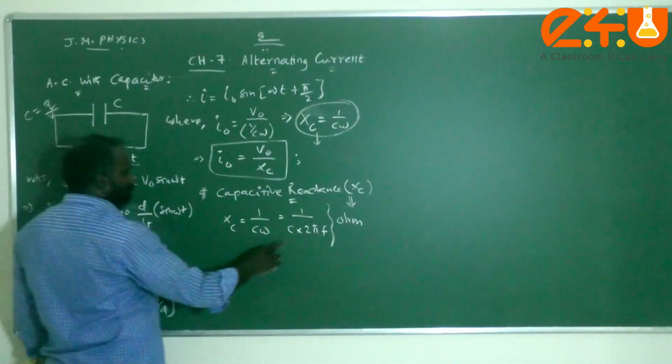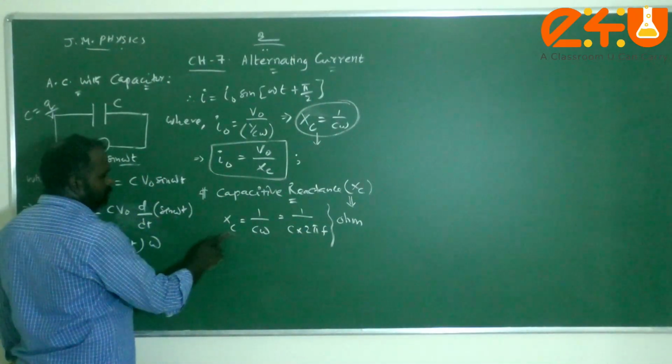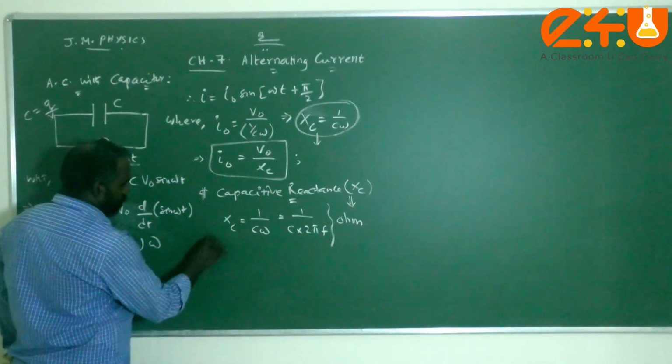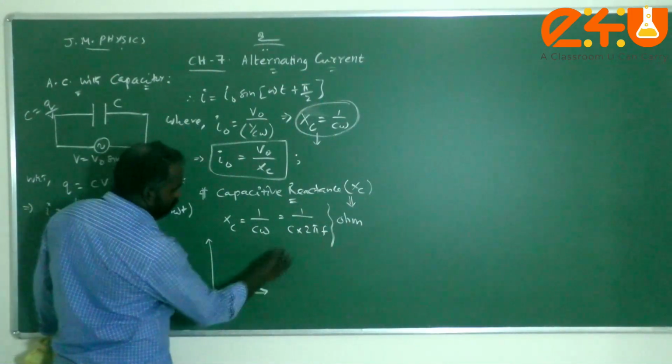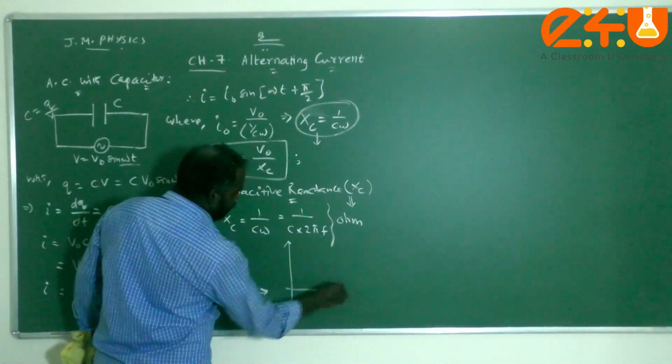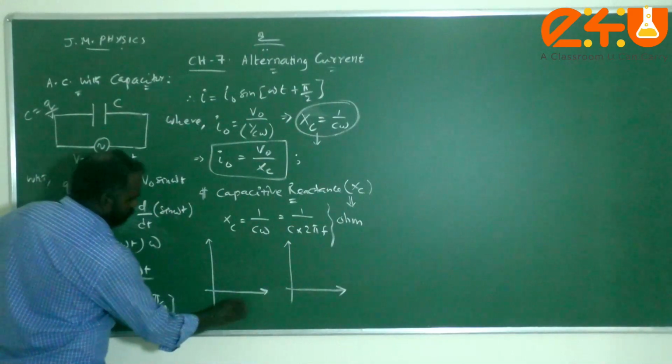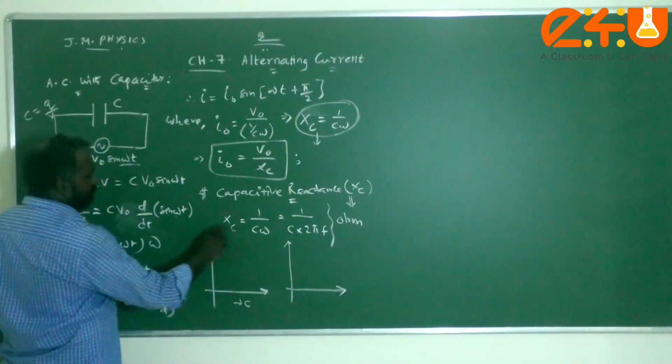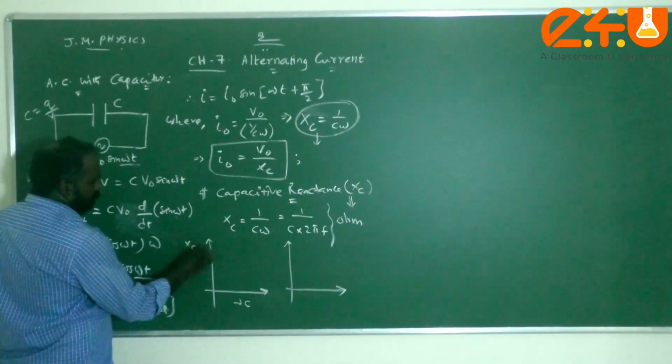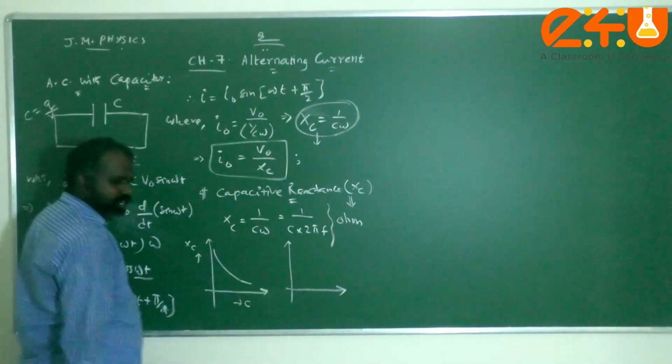Now I can draw the graph between C and F, with respect to or versus of this. I can draw the graphical variation. So you just see that, and this will be the C value. Since they are inversely proportional, therefore we can say that the graph will be a rectangular hyperbola.